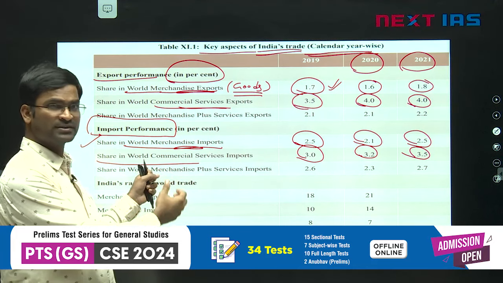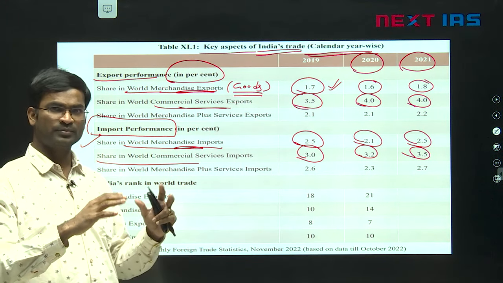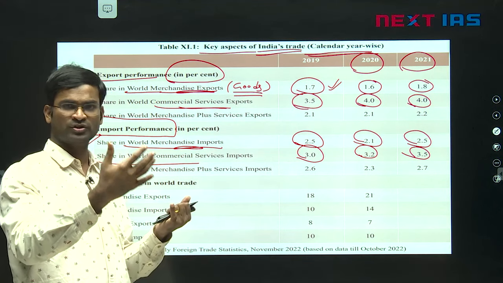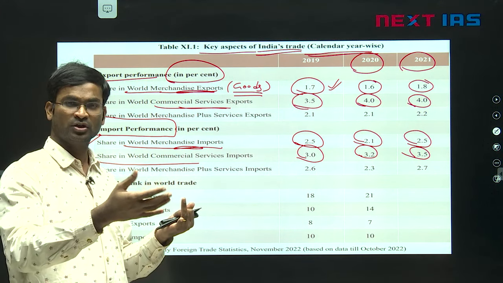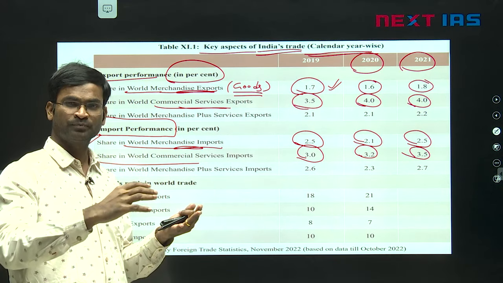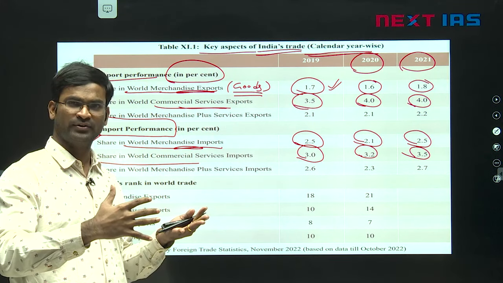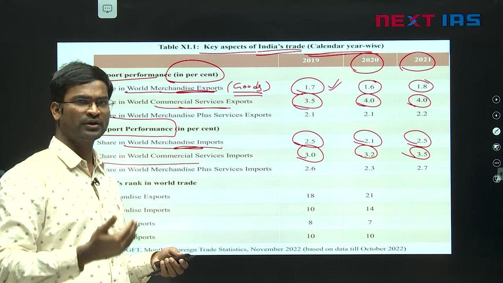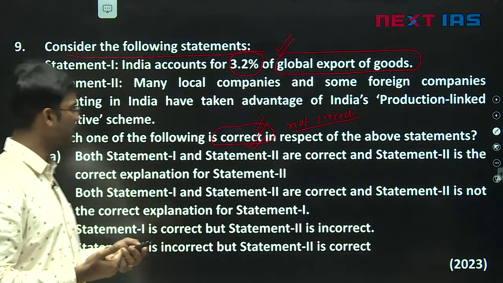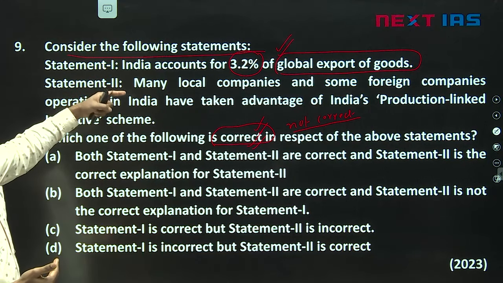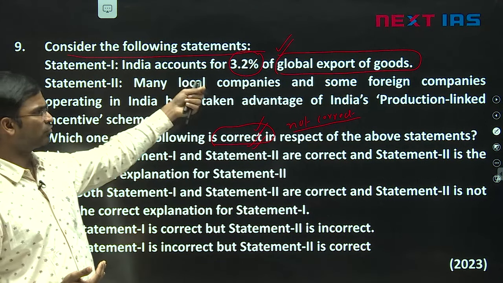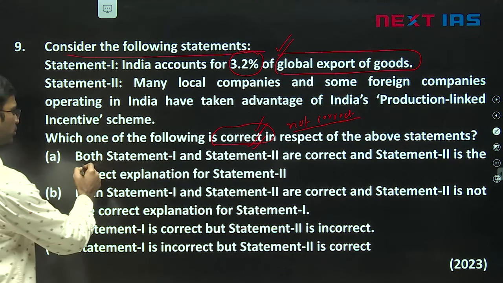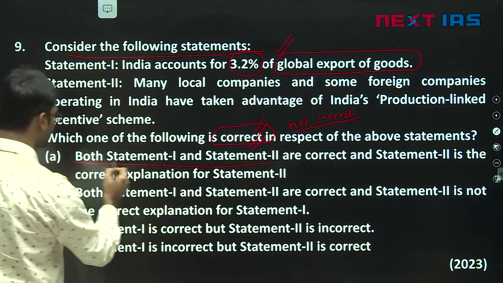So by seeing this question, we can keep in mind some trends like exports trends, imports trends, goods trends, services trends, FDI trends, FPI trends, remittances trends, so that we can answer the questions in upcoming exams. Okay. Now look at the question here. Statement 1 says India accounts for 3.2% of global exports. That is a wrong statement. Now, both statements 1 and 2 are correct. We can eliminate option A.